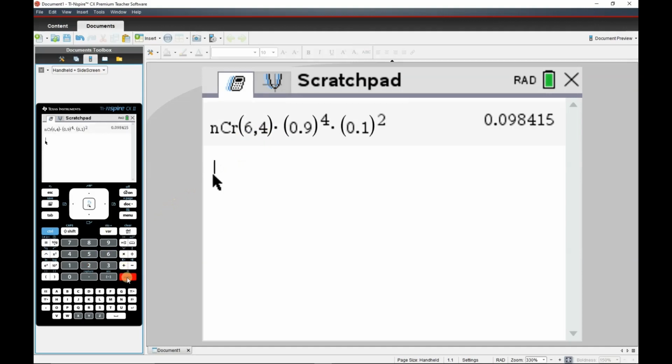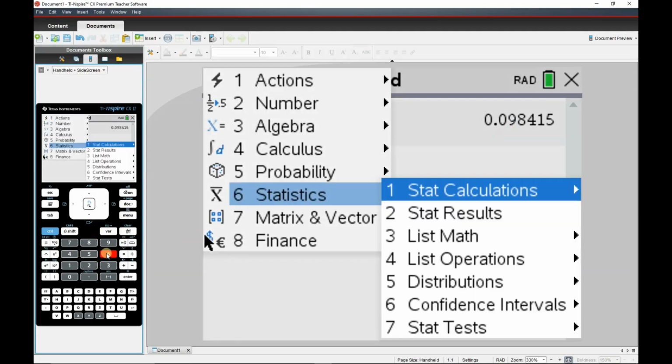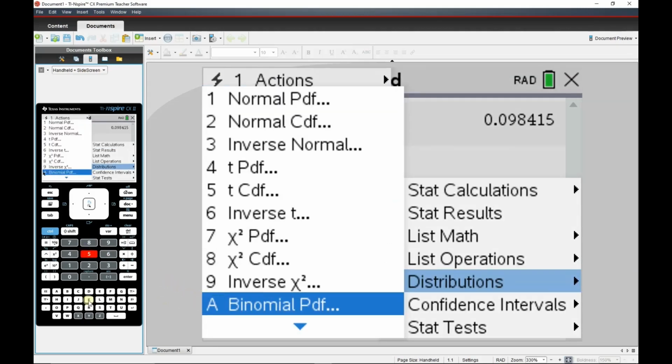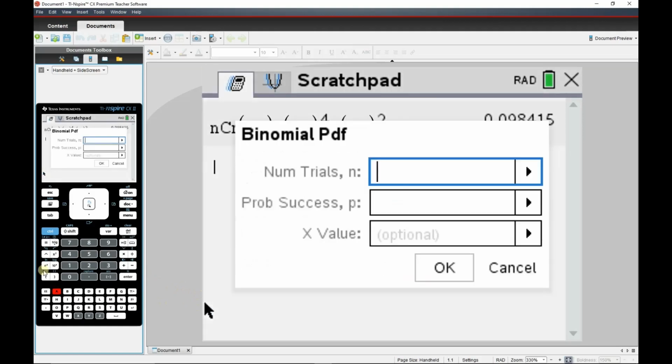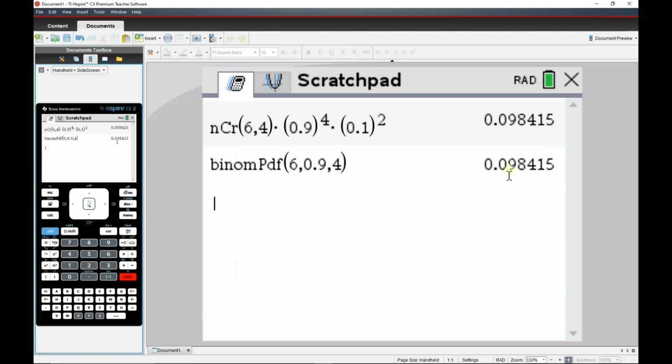So let's see. Okay, we have this about 9 or 10% of the time. Let's check it using the binomial PDF function. So back to menu, then statistics is 6, and we want distributions, which is 5, and then binomial PDF, which is A. Number of trials was 6. The probability of success was 0.9, and we're interested in 4. We should get the very same number we already got. So we'll enter that. Bingo.